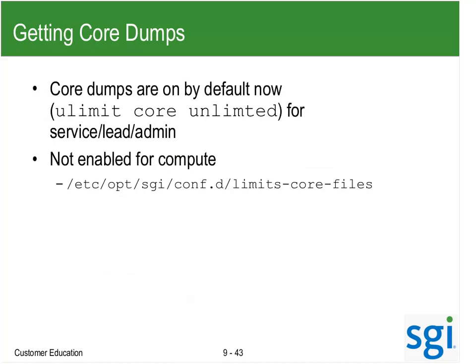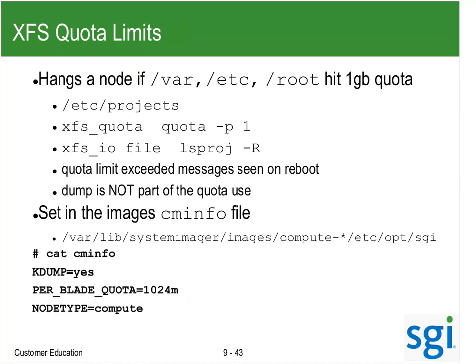Getting core dumps is on by default. This is application core dumps, and they are off by default. So you get an unlimited core, and again, not enabled for computes. So lastly, we do have quotas. Now, it talks about a hang a node. That's not true anymore.